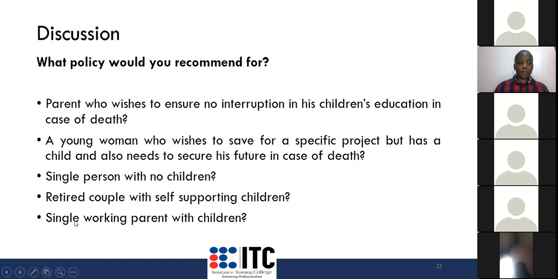So finally, for the single working parent with children, which product would you consider? Would you consider an endowment? Would you consider a term assurance? Okay, I see endowment. That's good. Anyone else want to try?